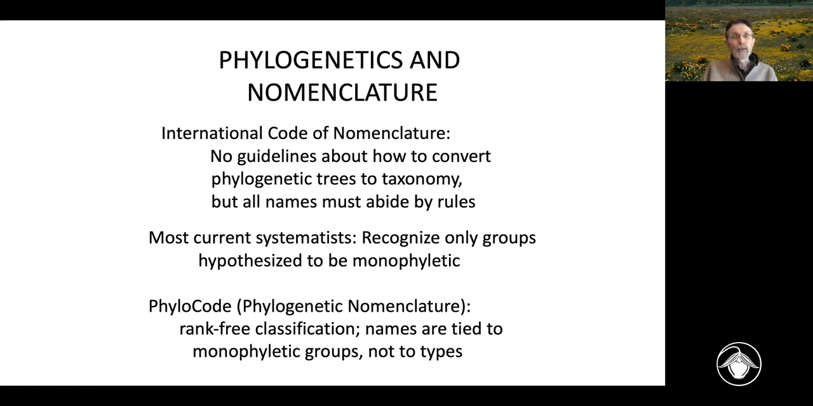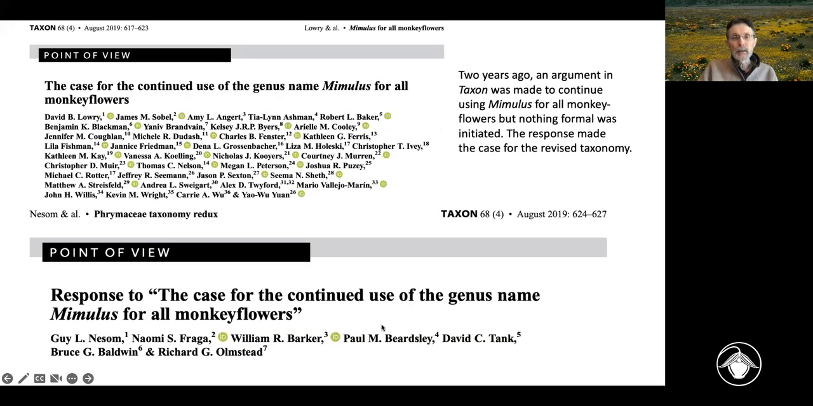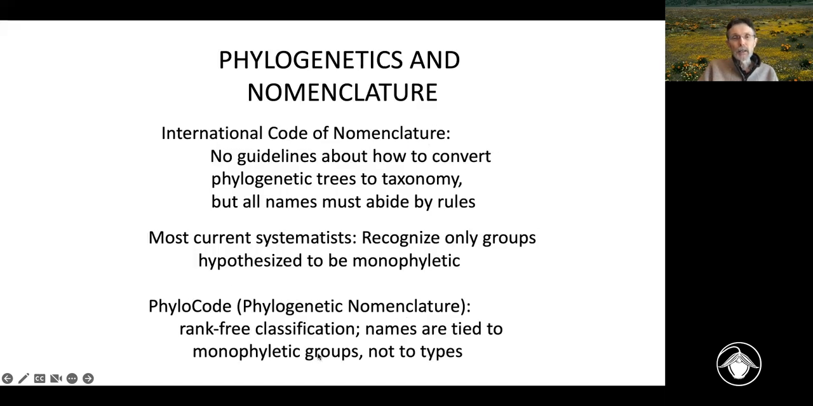And if the Philo Code is widely adopted, it'll probably be widely adopted following a period where people apply names in both systems. And the names are tied to phylogenetic monophyletic groups, not to types. So there are no types anymore in the Philo Code. The names are basically defined based on relationship, which is spelled out kind of like a triangulation approach in terms of how that taxon is related to other taxa.